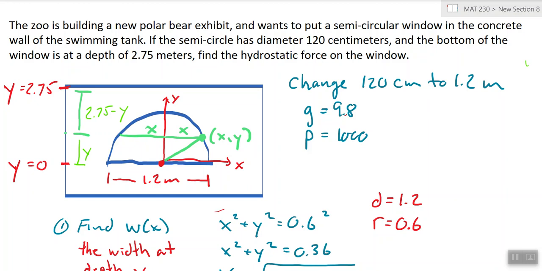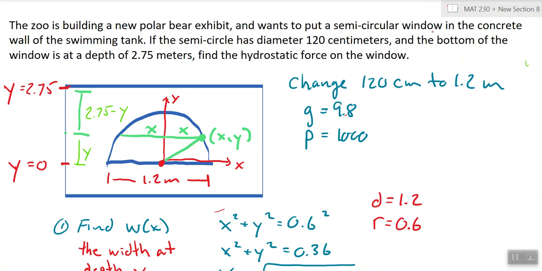So the first thing we need to do is draw ourselves a picture, which I've already done here. The big rectangle is the tank, and we have the semicircular window. It's going to be helpful to think of centering the semicircle at the origin of the XY axis. That's going to help us with the equation for finding the width.